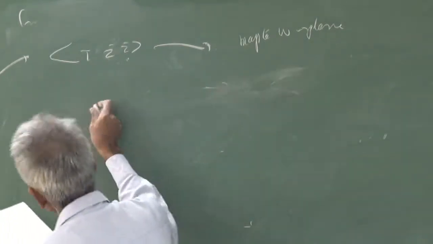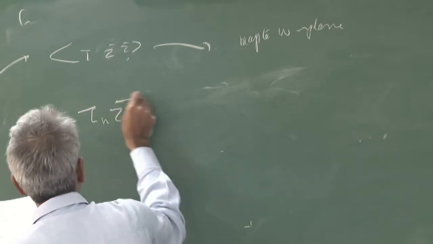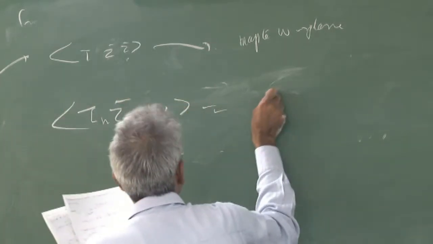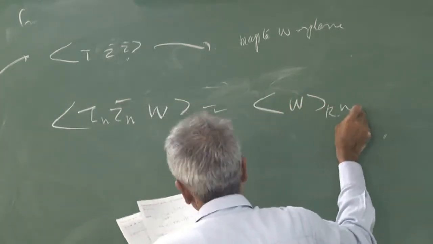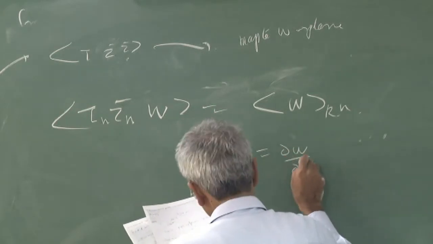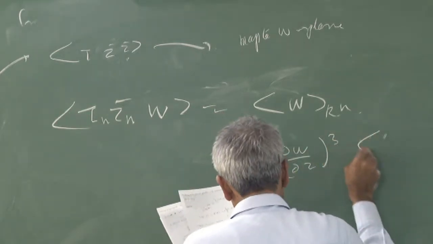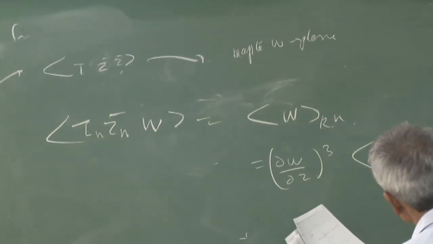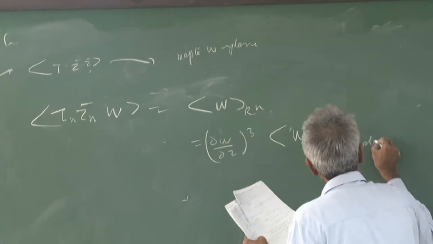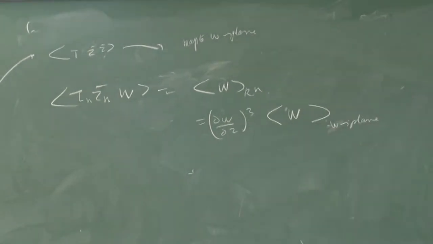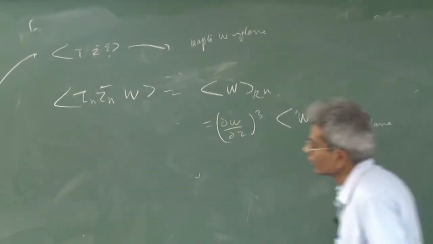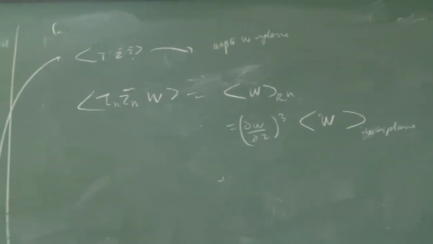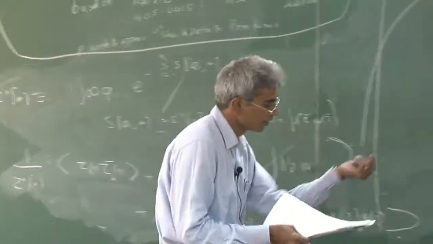So let me write this. Tau n bar W is equal to W to the Rn, which is del W by del Z. Of course, we have explicitly calculated it. The Z is in the W plane, and it's 0 by translation invariance. So this thing is 0. Now how do we calculate this?